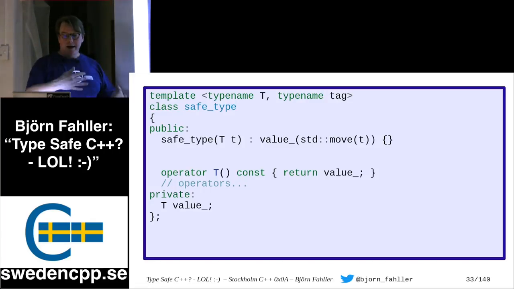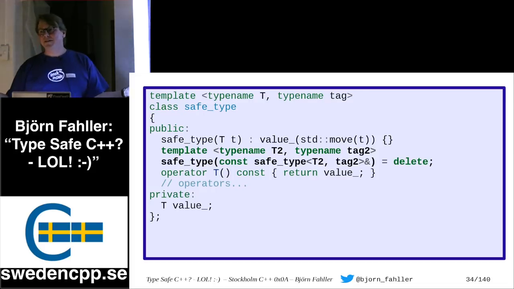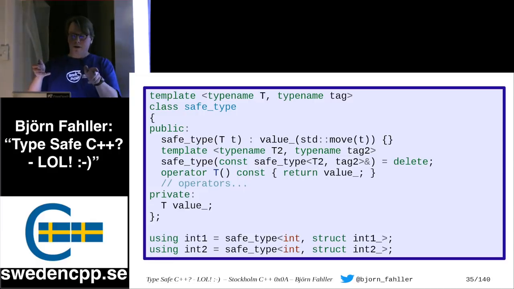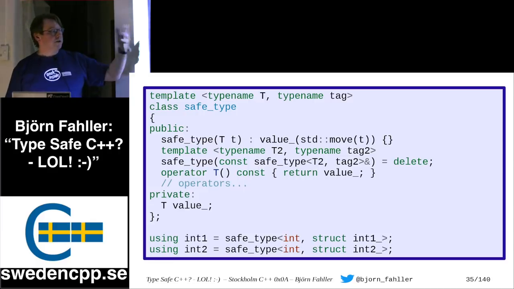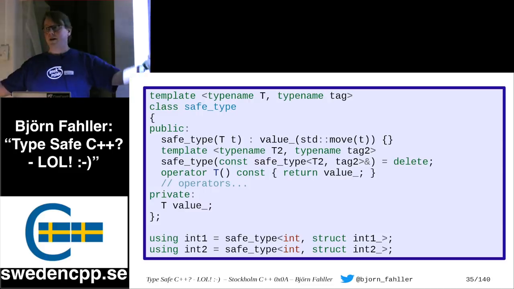To prevent accidental construction from something with another tag or with another T that is implicitly convertible, you can do this. A constructor that takes another T and another tag, and we delete it. So if you call it with something else, this one will match and say, hey, it's an illegal call. I can't let you do that. And the way you use it then is that I say, my type int1 is a safe type int with struct int1. So I'm actually constructing this tag type in place where I'm using it. And it's not used anywhere else in my system. It's just there to make int1 different from int2 because it uses a different tag.